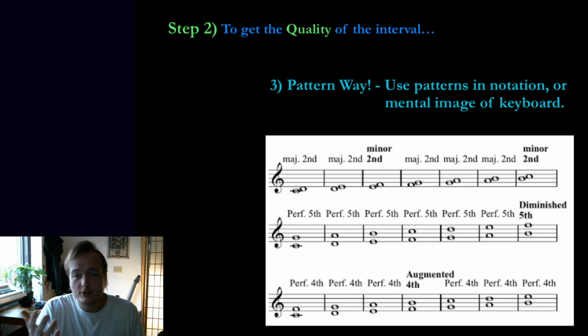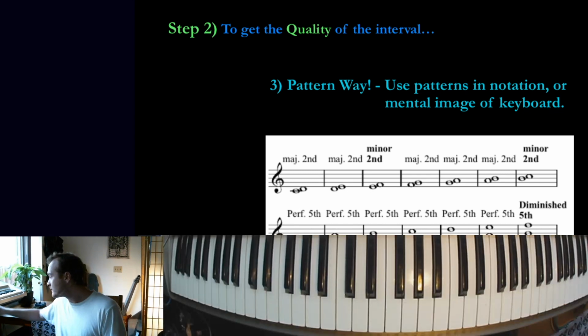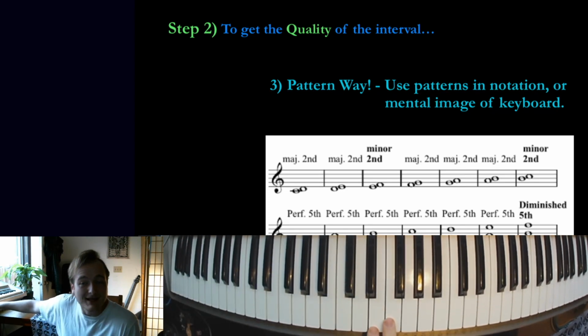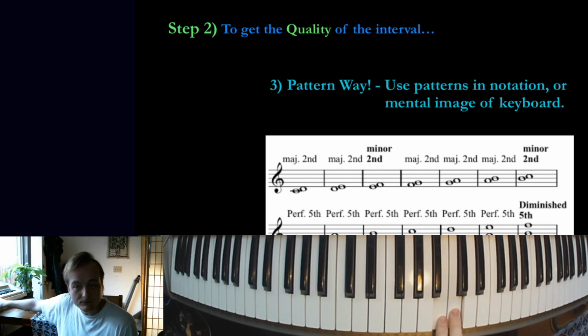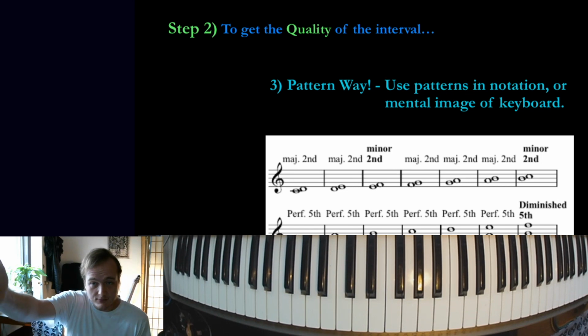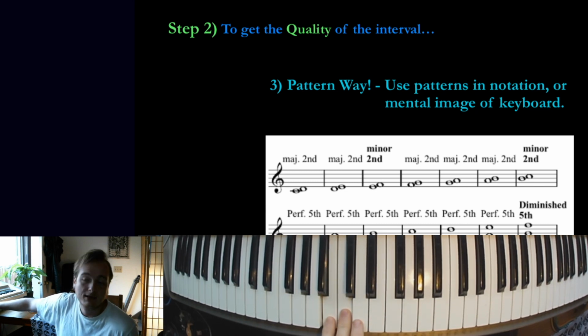So we should memorize that from C to D is a whole step, from D to E is a whole step, but from E to F is a half step. And why is that? Well, just remember on the keyboard. C to D, whole step, with a black note in between. D to E, whole step, black note in between. But E to F is a half step. And same with B and C. So when I talk about patterns in notation, you can see, but also patterns on the keyboard, just remembering that between E and F is a half step and between B and C is a half step.